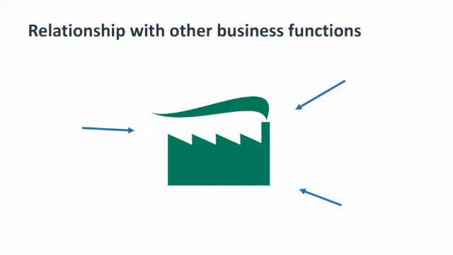Now, what is the relationship of operations management with other business functions? The other business functions, as we know, are finance, marketing, human resources. And the relationship that we have with them would be any situation where our department, the operations management department, would sit down with one of the other business functions and decide on something together.